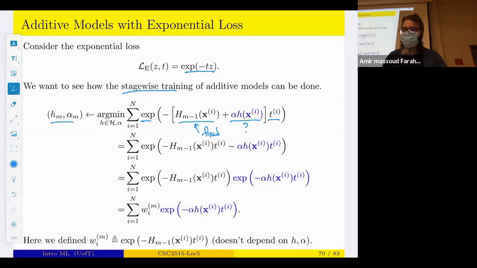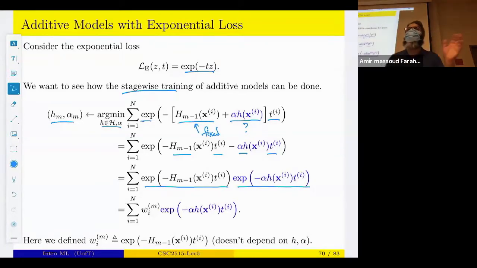Okay, so through the training, we want to find h and alpha. We added here, so the next line, I just divide the terms. So I get exponential of minus h_{m-1} times t minus alpha h times t. So I just divided two terms. And then I'm using the property of the exponential function, that the exponential of an addition of two things is the multiplication of each of them. So I have the exponential of this term and then the exponential of minus alpha h t.